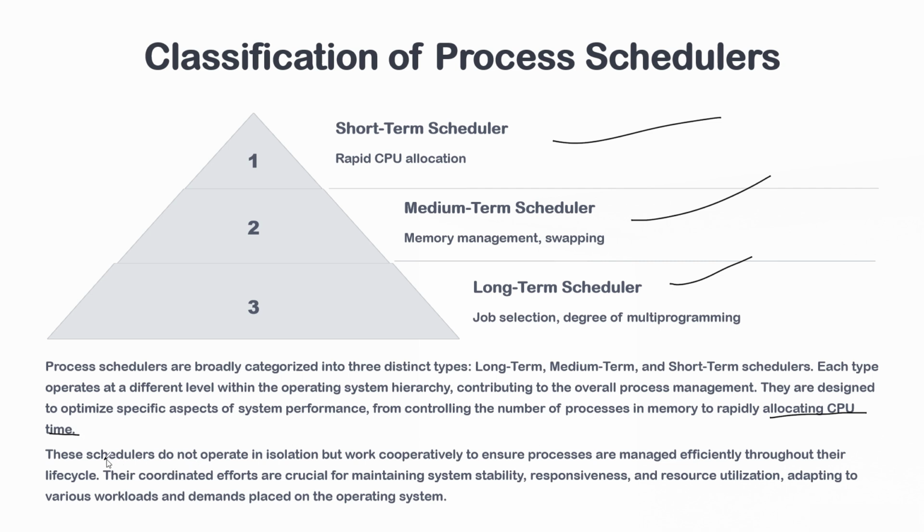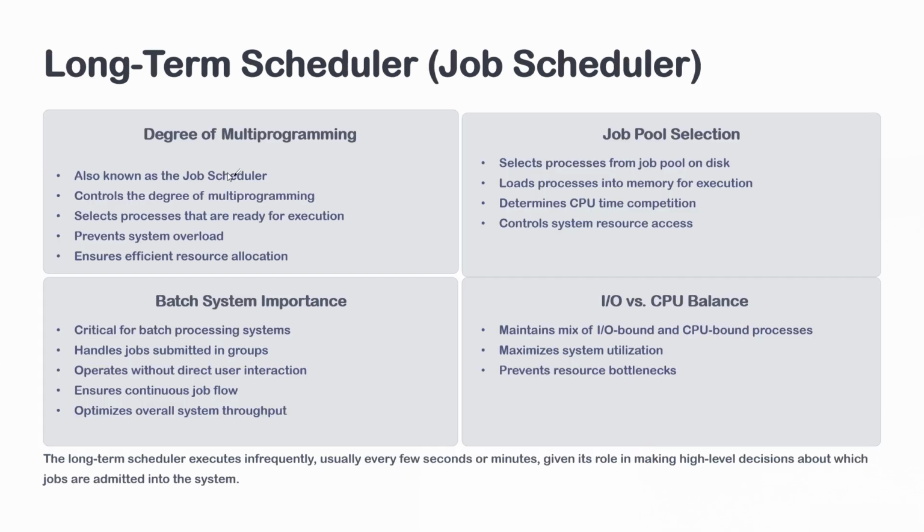These schedulers do not operate in isolation but work cooperatively to ensure that the processes are managed efficiently through their life cycle. Their coordinated efforts are crucial for maintaining system stability, responsiveness, and resource utilization, adapting to various workload demands placed on the operating system. Now we will see long-term schedulers, which is also called the job scheduler.